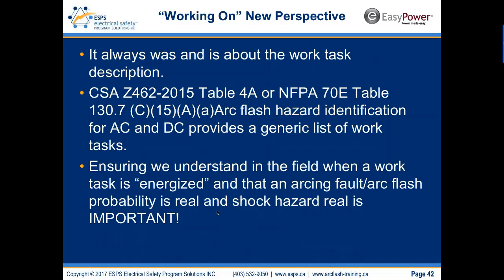The new updated arc flash PPE category tables, the first table 4A in Z462 or table 130.7(C)(15)(A)(a) in 70E, are changed, and they put the determination of arc flash PPE based on condition of maintenance, a risk-based decision, into the hands of the user of the table, but they do define any equipment conditions, normal or abnormal operating conditions, determining the need for arc flash PPE. So we need to understand, again, when a worker is doing energized work and exposed to an arcing fault in an arc flash or to a shock hazard.